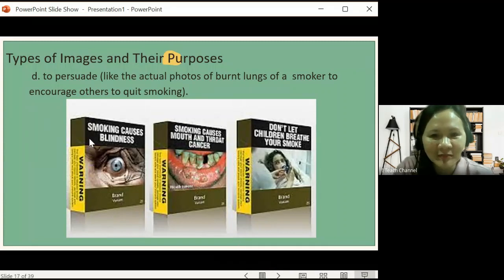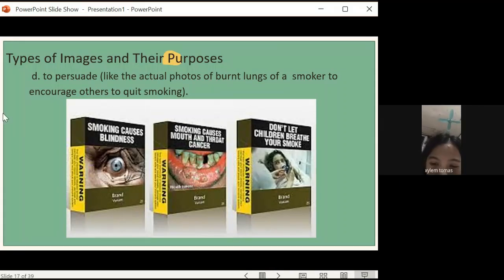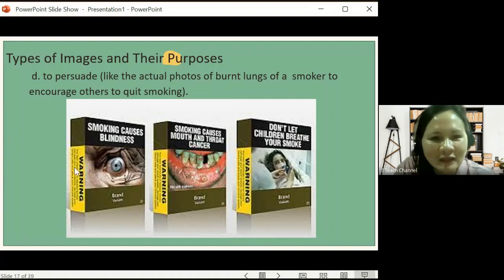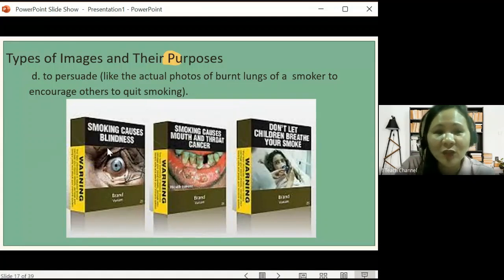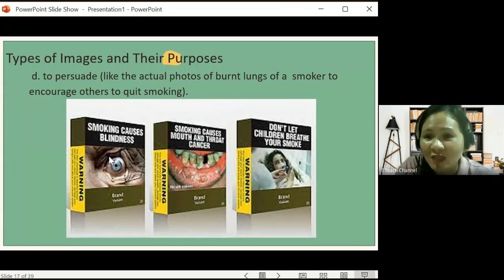Yes, Silem? To persuade po. Okay. Take a look at the pictures. What can you see here? We have the sakit po. Yeah, all right. These are all diseases that you might get if you are going to keep on smoking. So what are you going to do if you see this one? If you see these pictures?